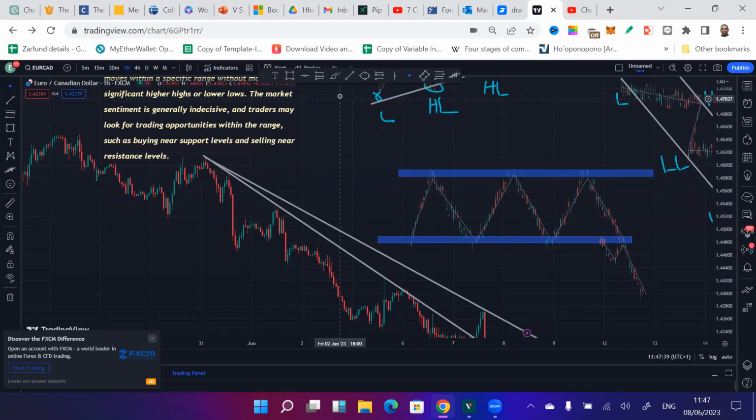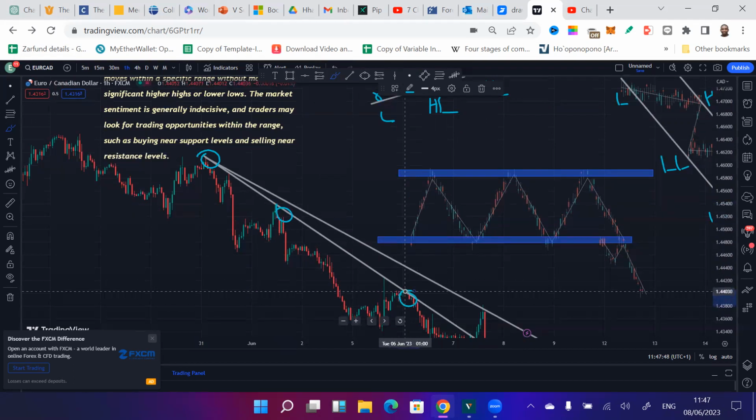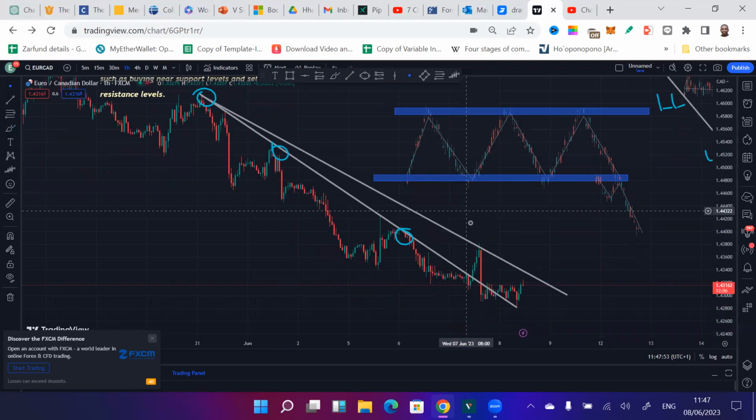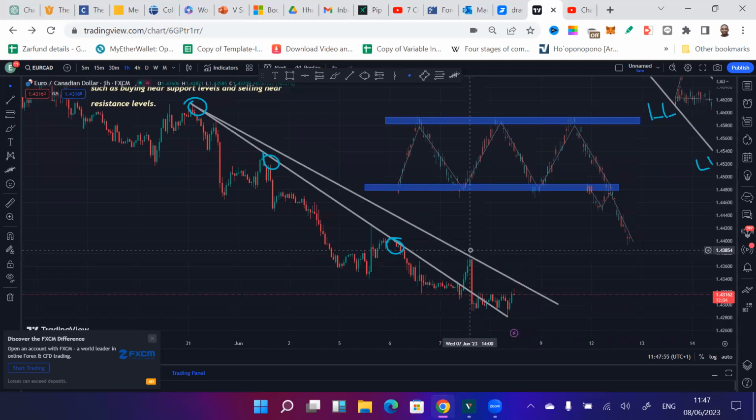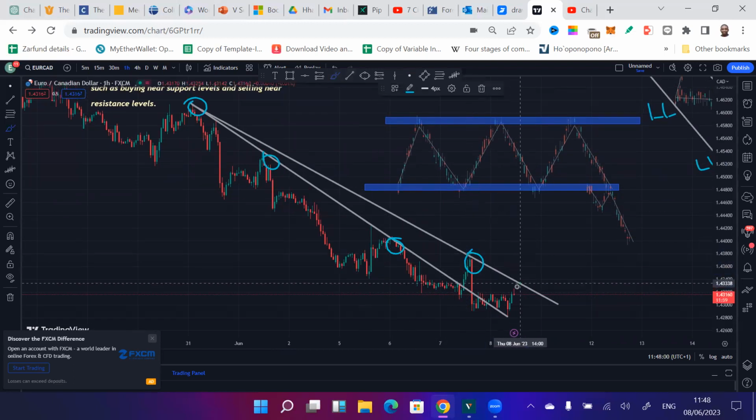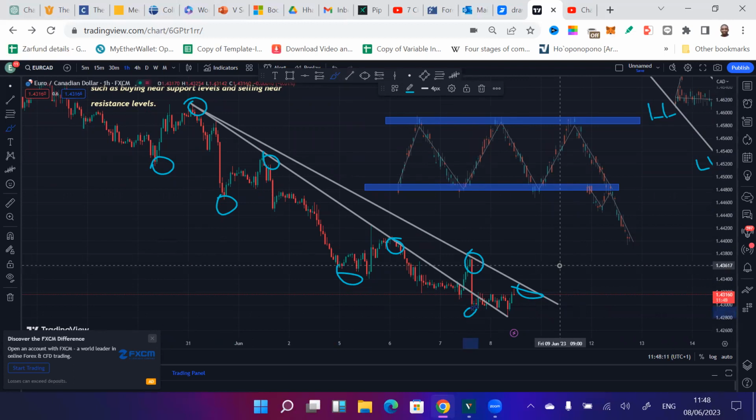So on this chart, this outer part is what we call the highs. Then the bottoms here are what we call the lows. These are the lows. That's what we call the lows.